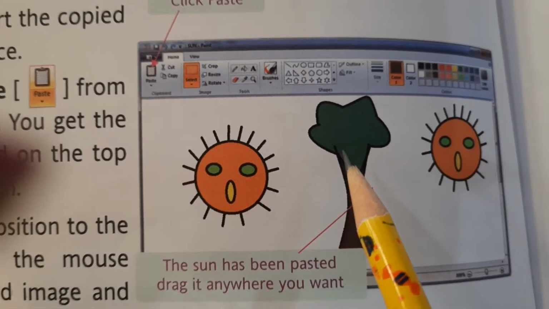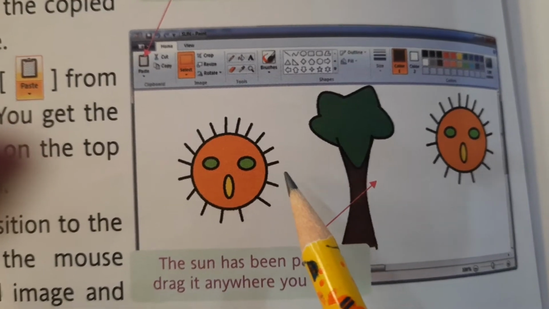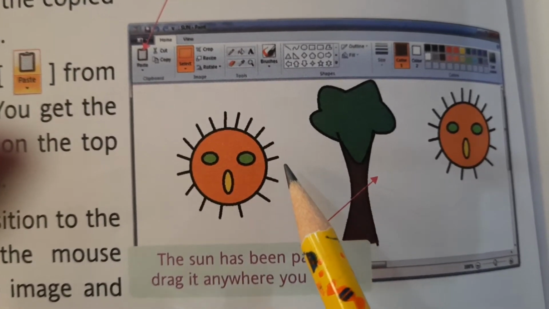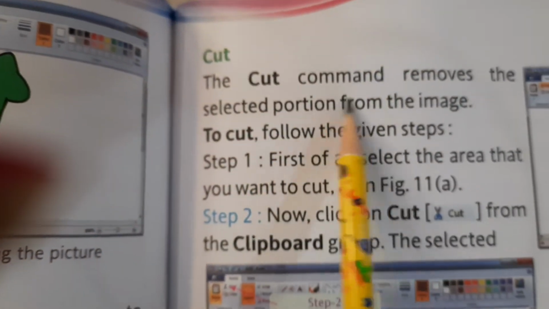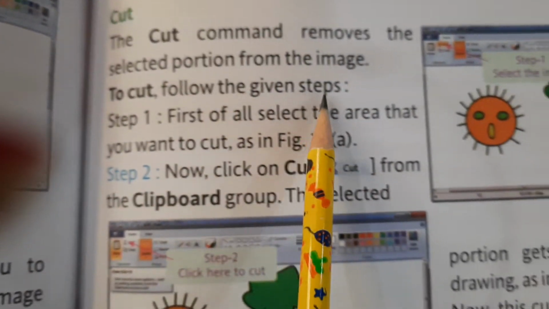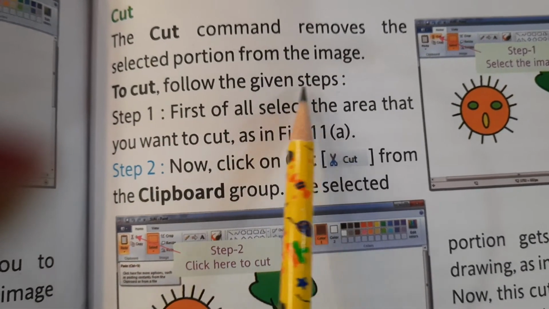If you are only using copy, then nothing will be shown to you unless you use paste. Fine. Now the cut command. The cut command removes the selected portion from the image. To cut, follow the given steps.